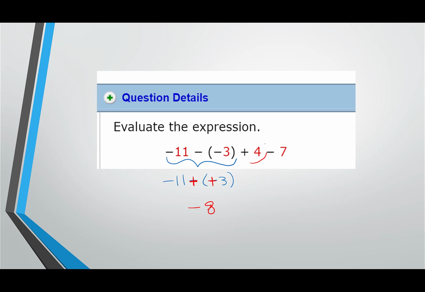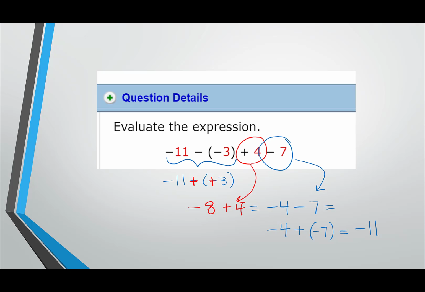Next, I'm going to take this plus 4 and combine it with the negative 8. Negative 8 plus 4 is negative 4. And now I'm going to combine it with the last number, negative 4 minus 7. And then if we add the opposite, that's negative 4 plus negative 7, which gives us a grand total of negative 11. So please practice these kind of problems.